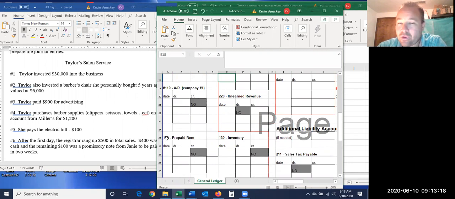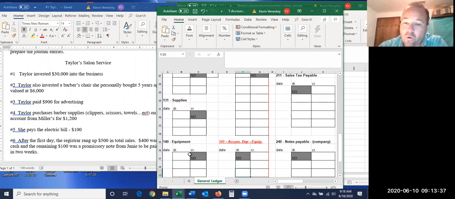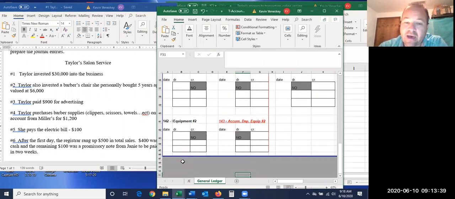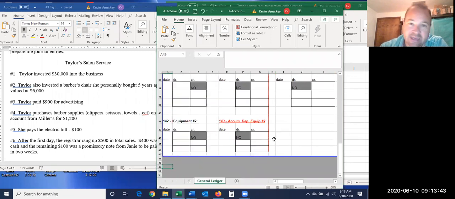If I don't have any prepaids, prepaid rent, prepaid insurance, anything like that, I can call this account 111 and make it AR company number 2. And if I need to, I can make this AR number 3 and then make a new inventory somewhere down below. I do want to keep them in order. I don't want to come down to the bottom and put an account receivable, because that gets things out of nice, neat order.